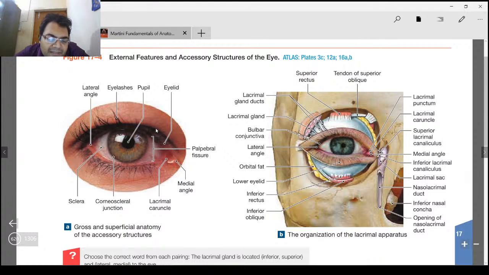So this is the specific gap which separates the free margins of the upper and lower eyelid. The two eyelids are connected at the medial angle, also known as the medial canthus, and the lateral angle or lateral canthus. You can see they are connected at the lateral angle, and here is the medial angle, they are connected here. So that is there.